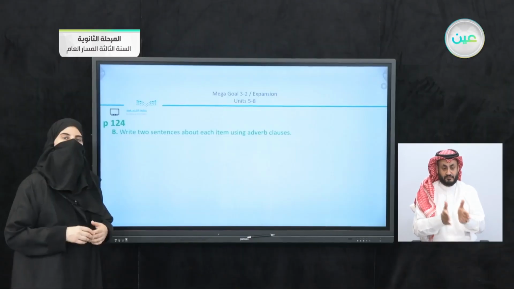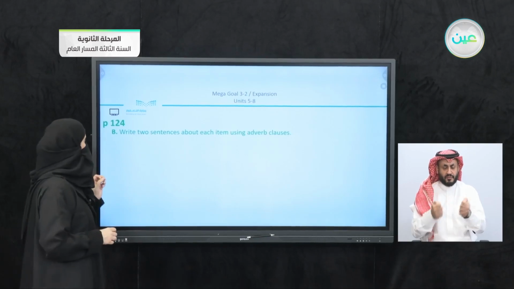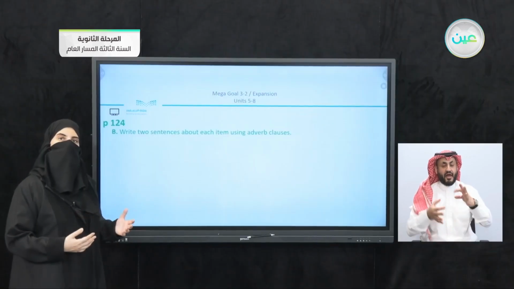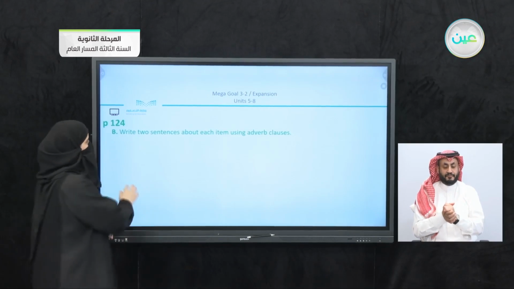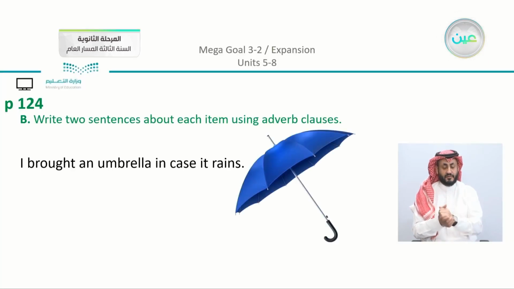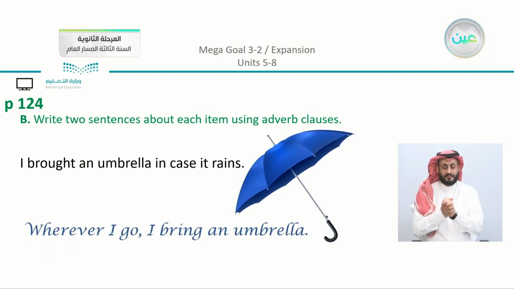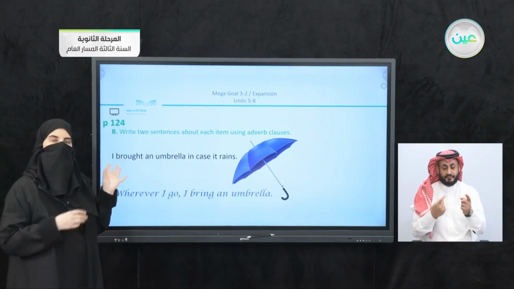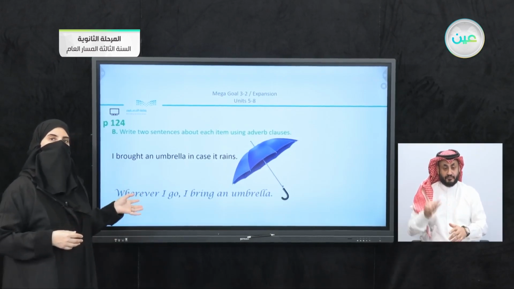Now, moving on to our second exercise here, we have B. Write 2 sentences about each item using adverb clauses. So we are still using the same adverb clauses that we recalled before, but we can see that we have here some pictures and we're going to write 2 sentences about them. Now, we have, I brought an umbrella in case it rains. And I can say, wherever I go, I bring an umbrella. So in the first sentence, there is the conjunction in case, and we have here also wherever.